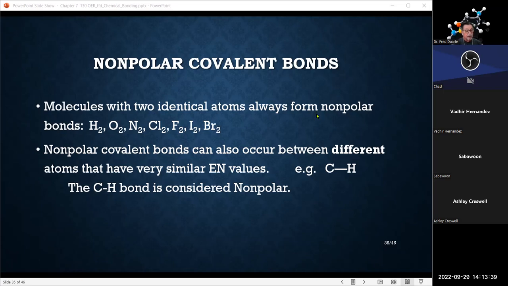Because a lot of hydrocarbons out there, a lot of oils, for example, are carbon hydrogen bonds, and a lot of them are nonpolar. They don't mix well with water.